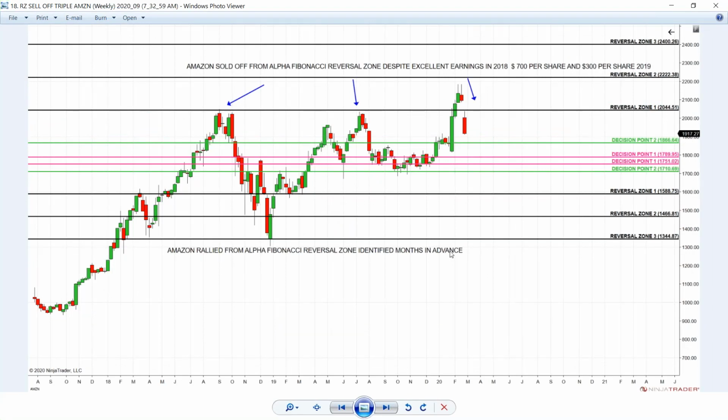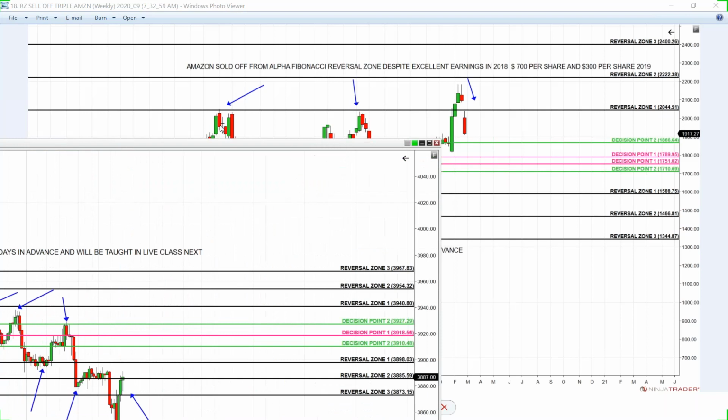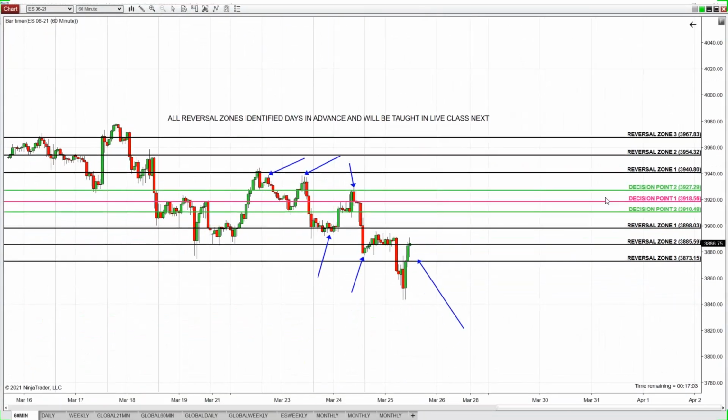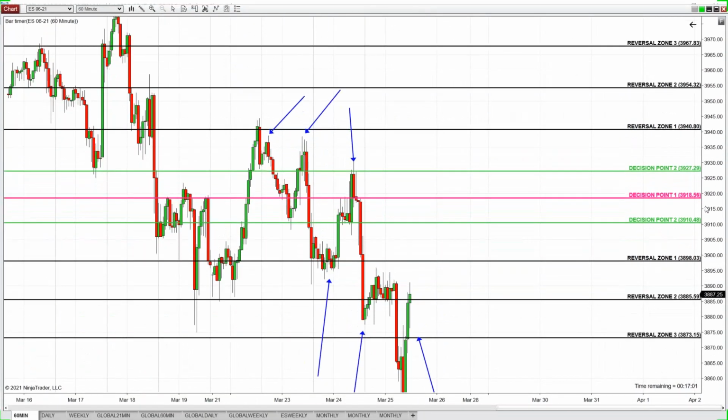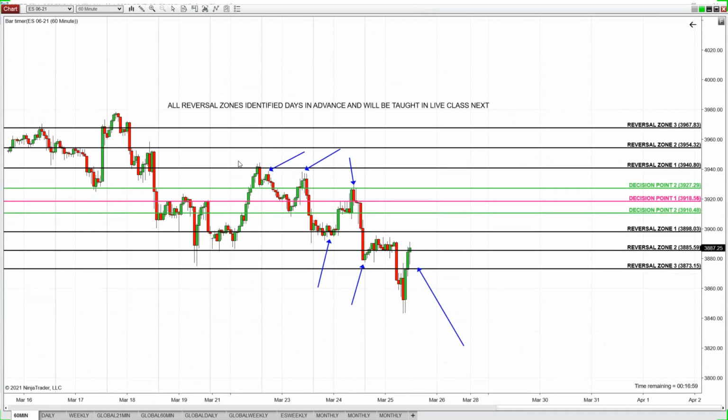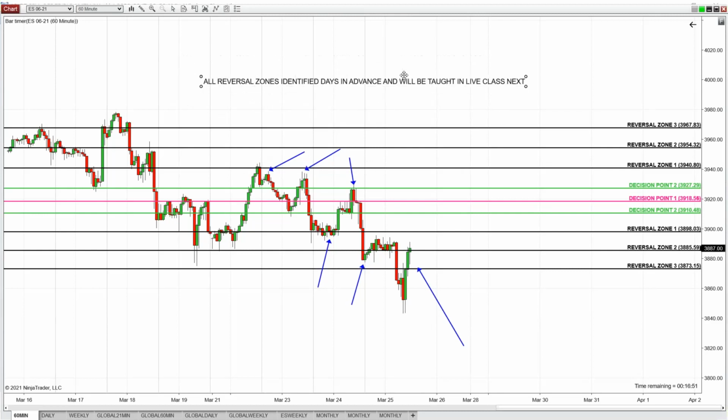And this is exact same thing that played out on S&P. This week, this is day trading from our trading room. This is the exact same reversal zone as you see on Amazon, on Apple, on Bitcoin. All of this was identified well before market open on Monday. We discussed this in class.